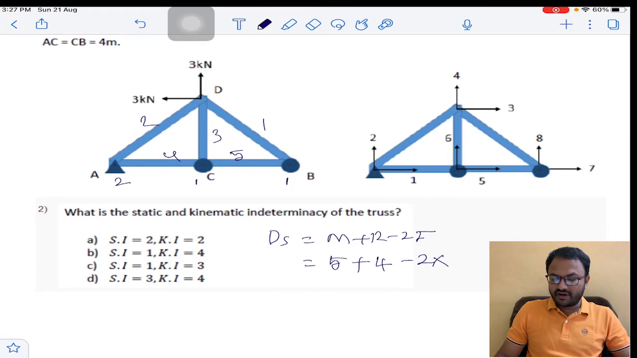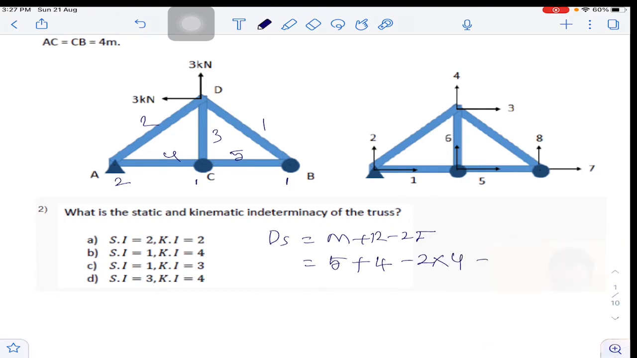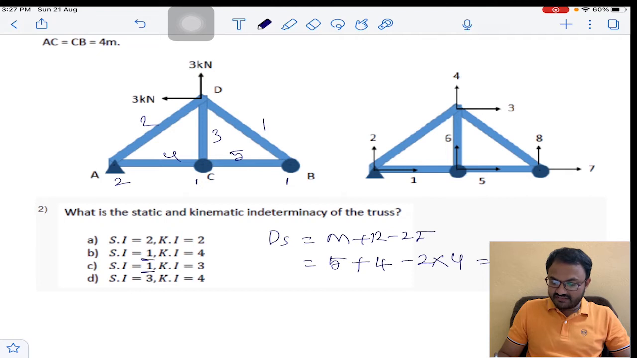Minus 2 into the number of joints, which are A, C, B, D. So it is 4 joints. It is 9 minus 8 is equal to 1. Degree of static indeterminacy is 1. So option B or C will become the answer.